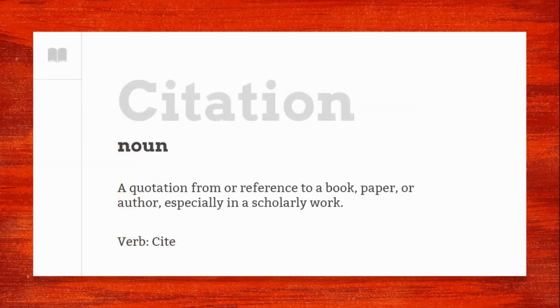First off, what is a citation? A citation is a quotation from or a reference to a book, paper, or author, especially in a scholarly work. Why do we make citations though? Citations help us to avoid the big P word we discussed last time, plagiarism. Creating citations shows our readers that we are giving credit where credit is due.